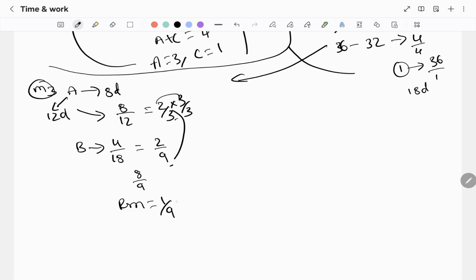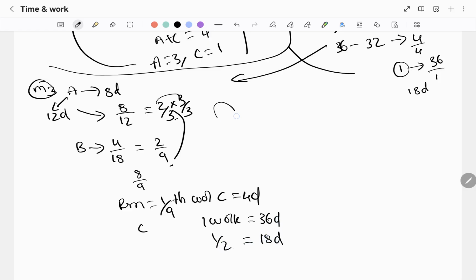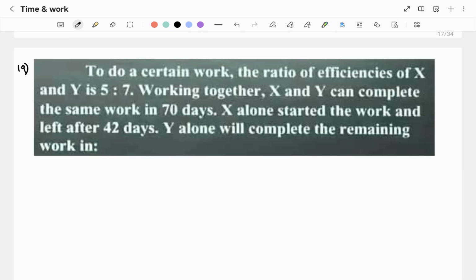This C did in how many days? Work done by C in 4 days. Then one work will be done by C in 36 days. Then half of the work will be in 18 days. I think this one will be easy for you, but practice all the methods.